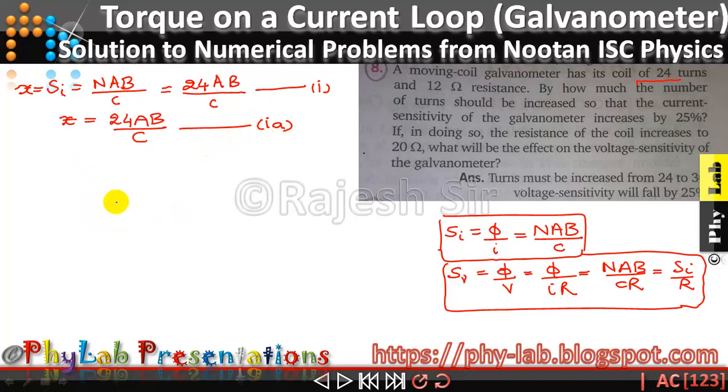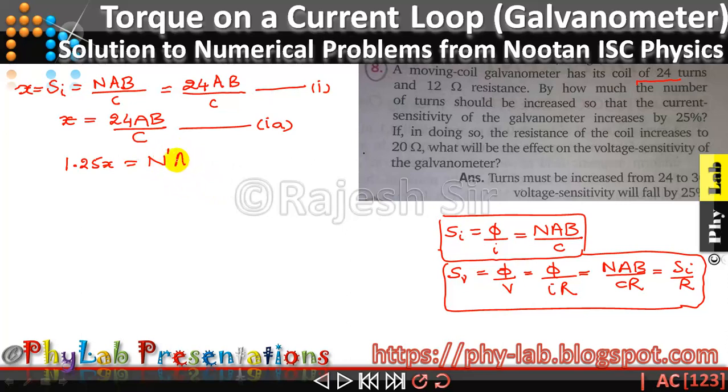So initially it was X, and now you want the current sensitivity to be 1.25x. So the current sensitivity is now increased by 25%. How many turns should the galvanometer now have? I don't know the number of turns, so let me mark this as N dash.